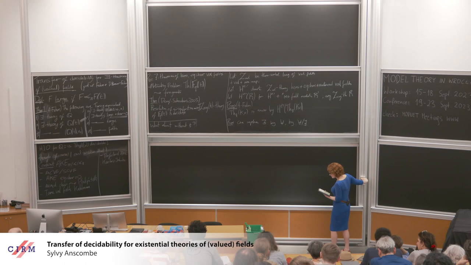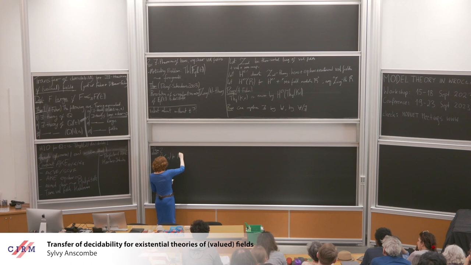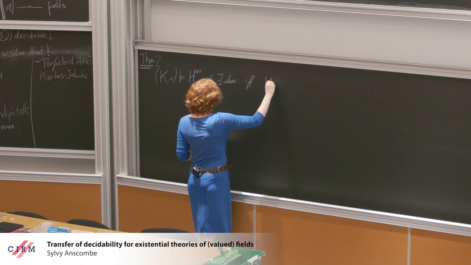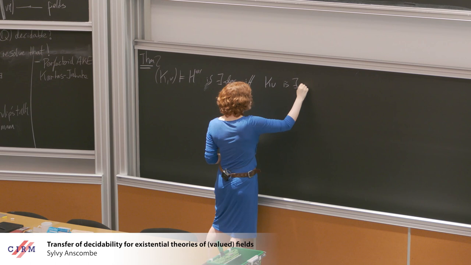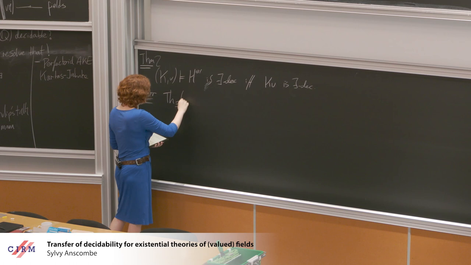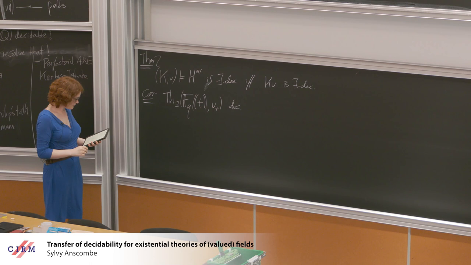Okay, so this gives a kind of corollary, you get that such a model of HE prime is existentially decidable if and only if the residue field is existentially decidable. And as a corollary, the existential theory of these Laurent series fields over finite fields as valued fields is decidable. Okay, and I phrase this as something is decidable if and only if something else is decidable.